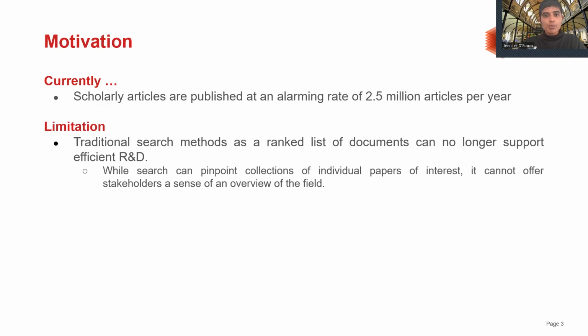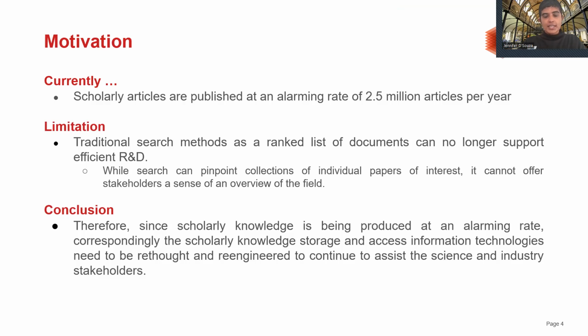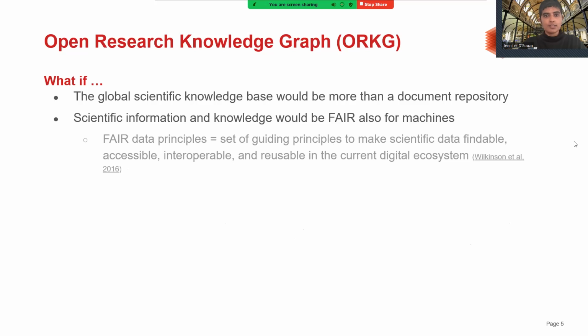While search can pinpoint collections of individual papers of interest, it cannot offer stakeholders a sense of an overview of the field. Therefore, since scholarly knowledge is being produced at an alarming rate, correspondingly, the scholarly knowledge storage and access information technologies need to be rethought and re-engineered to continue to assist the science and industry stakeholders.